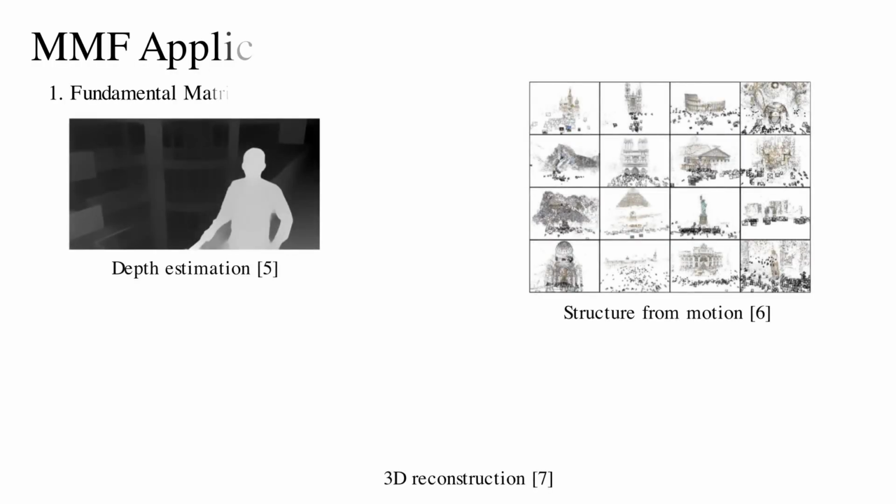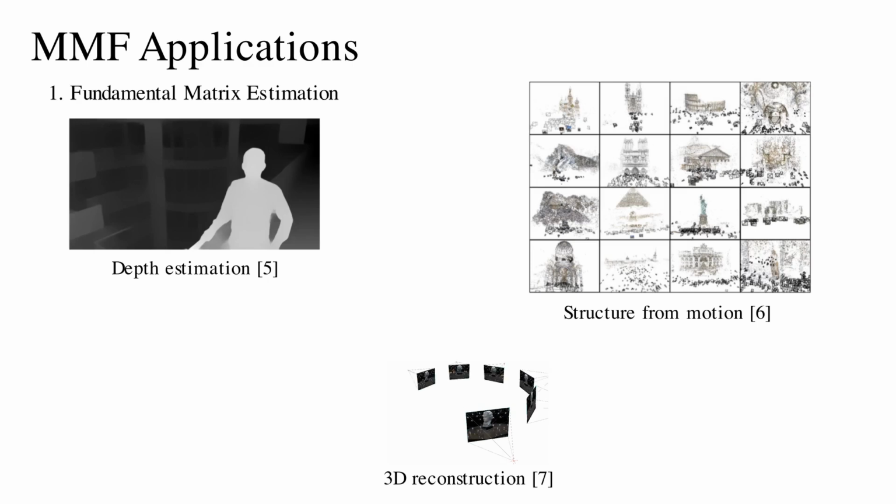Multimodal fitting is useful for a wide range of downstream tasks. It is the backbone of many processes in computer vision and beyond, enabling tasks that rely on accurately identifying and fitting multiple models within complex datasets. This technique is vital for applications like depth estimation, structure from motion, and 3D reconstruction.